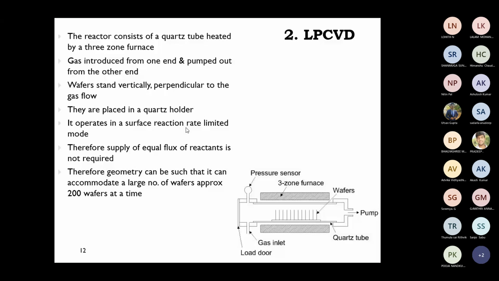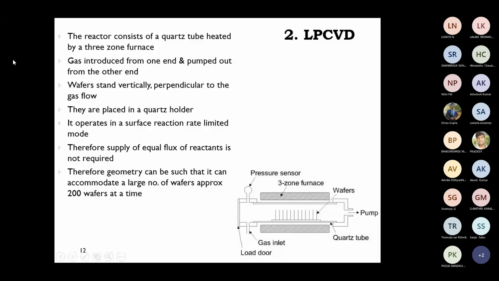And second is the low pressure CVD. In low pressure CVD, you can see that this is a heating zone, a three zone furnace. Three zone furnace means inside it will be a heating zone, and both outlets are a little bit of a cooling zone kind of thing. And the wafers are arranged vertically, and the wafers need to be here, coated by this chemical vapor deposition.